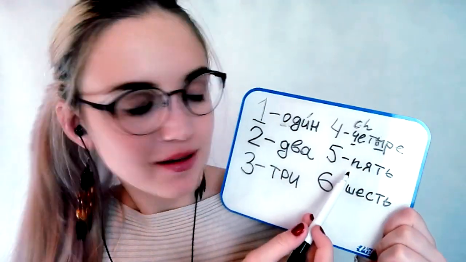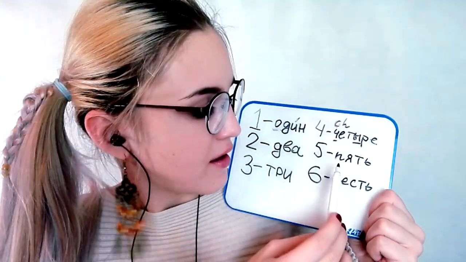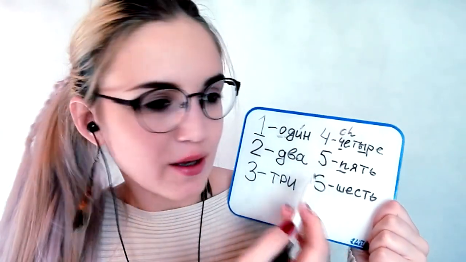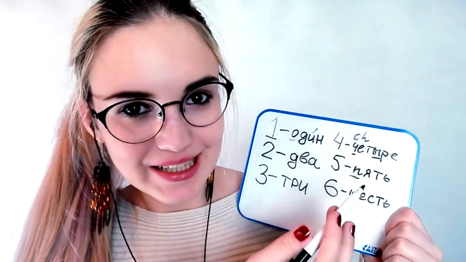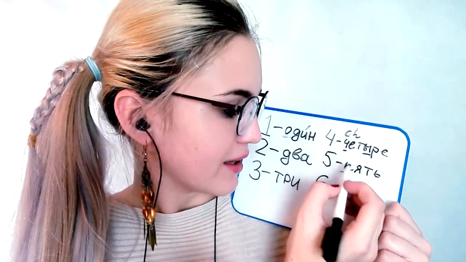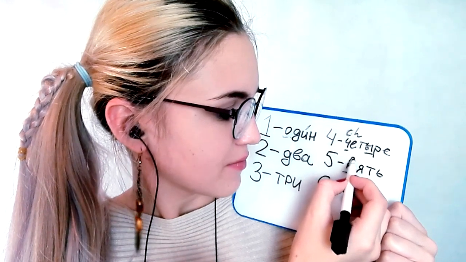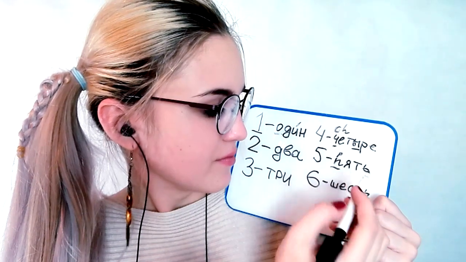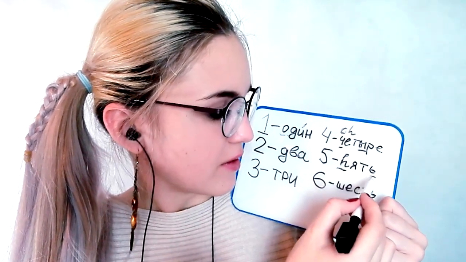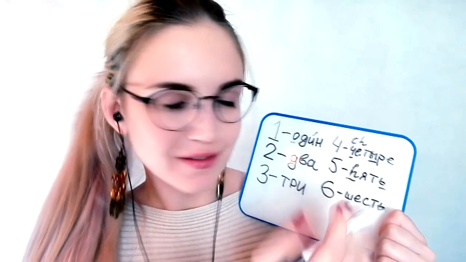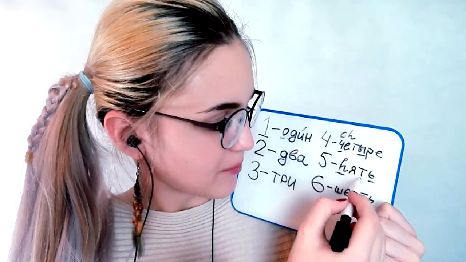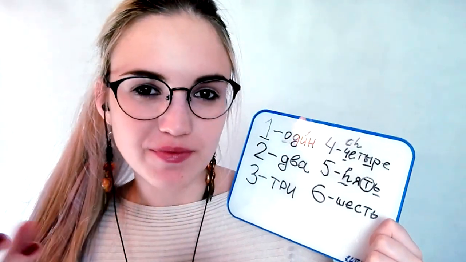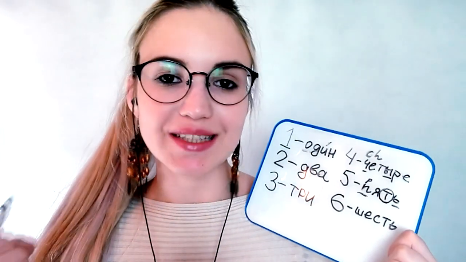Next one is 5. This letter is not English N, it's P, P letter, P sound. This letter is not pronounced, but it makes the letter T a little bit softer. So not like 5, but 5.